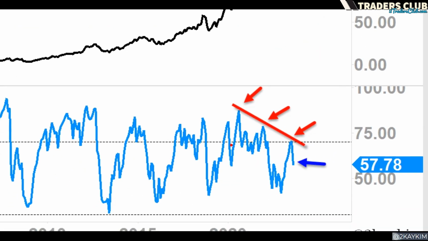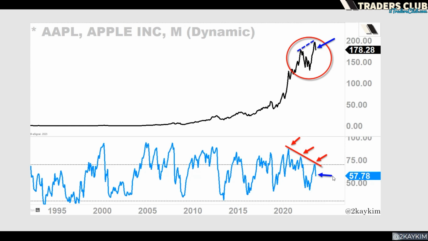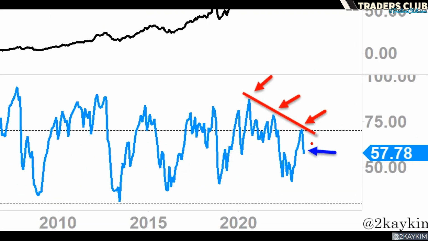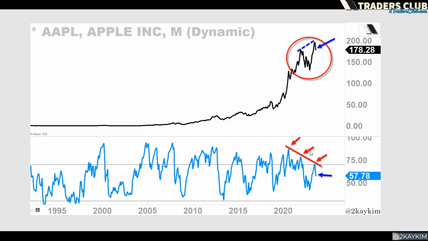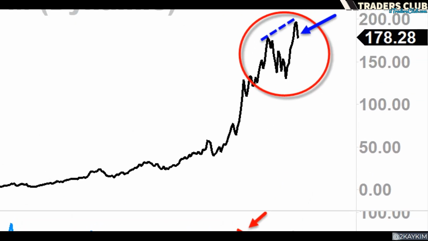As you can see, the last time I looked at it, this oscillator was just kind of right on this resistance line. We didn't quite see this thing falling back. What we do have is lower highs on this oscillator, right? And you can see the arrows letting us know that we have lower highs here. The problem was this market, the Apple stock rather, as you can see, has been culminating higher.